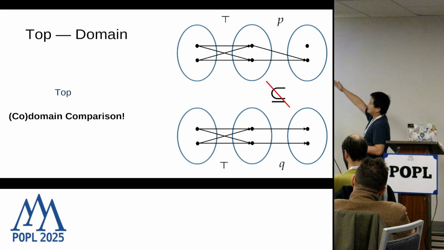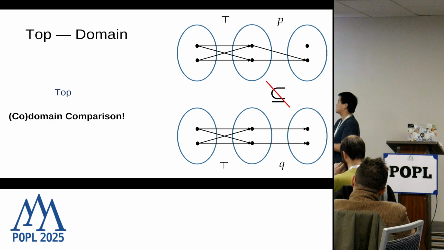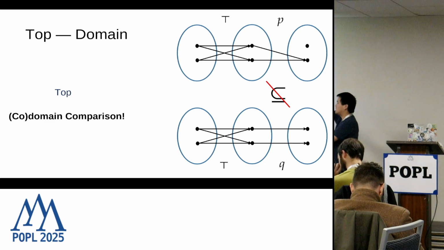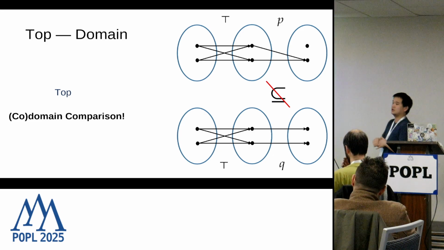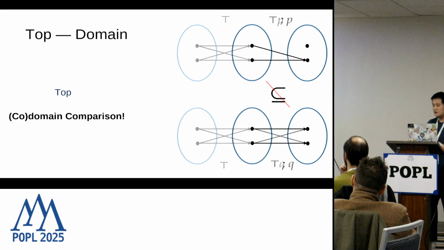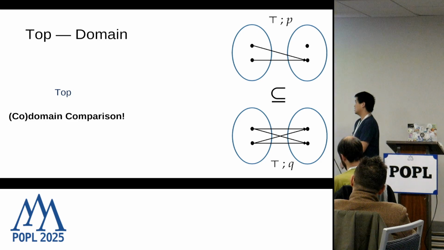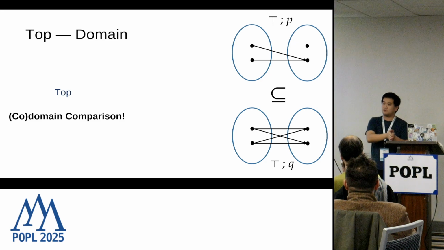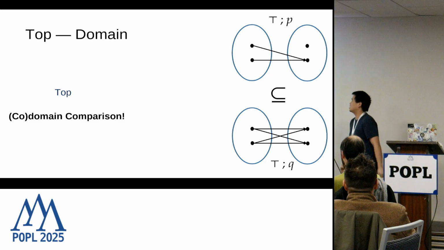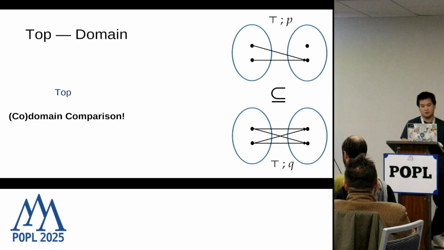Here, I define top as a complete relation. When you compose a complete relation with another relation, it normalizes the domain and the internal transitions within the relation. In the end, you can compare the codomains once you pre-compose with top. And if you post-compose with top, you get the comparison between domains.